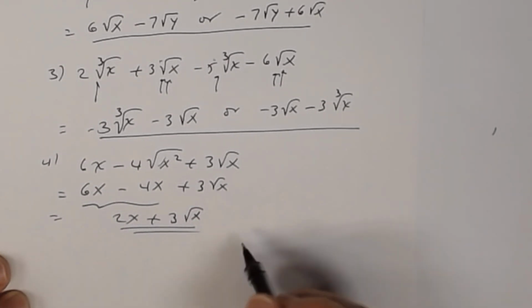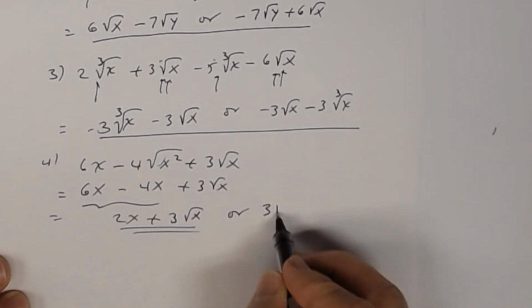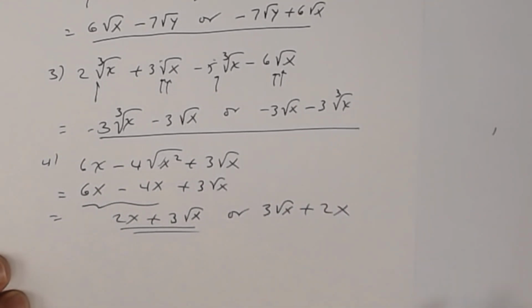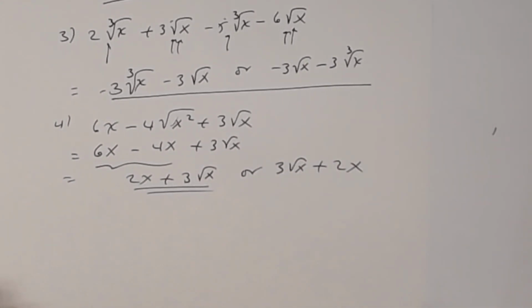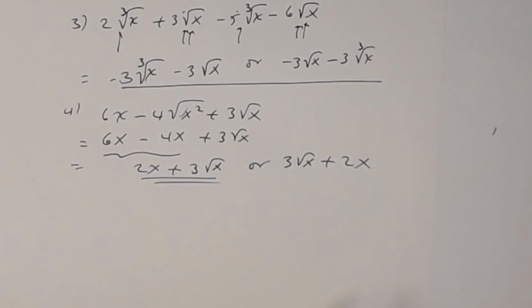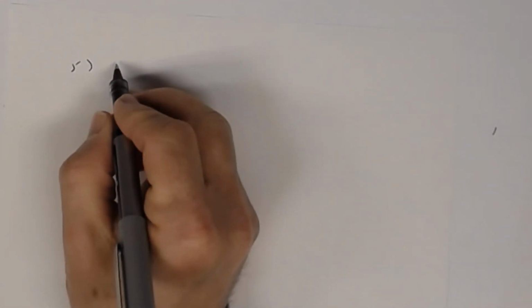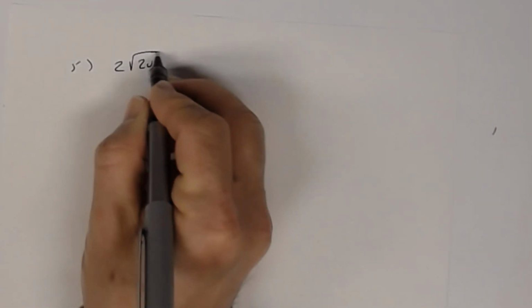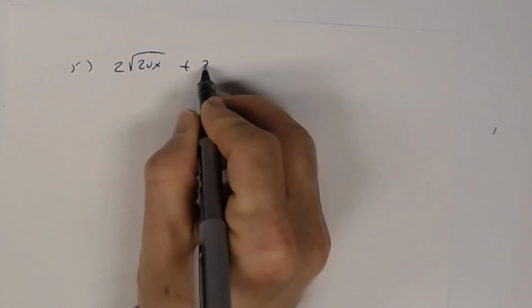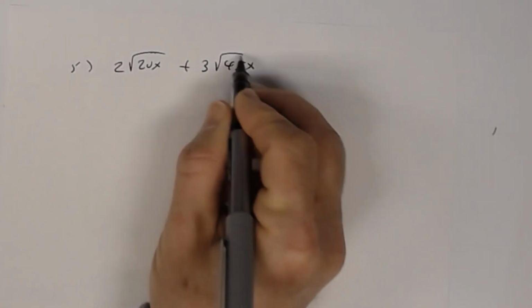And again, if you want to put the square root of x first, you can. So you can say 3 square root of x plus 2x. It does not matter. All right, so that's number 4. When you look at number 5, we have 2 square root of 20x plus 3 square root of 45x.